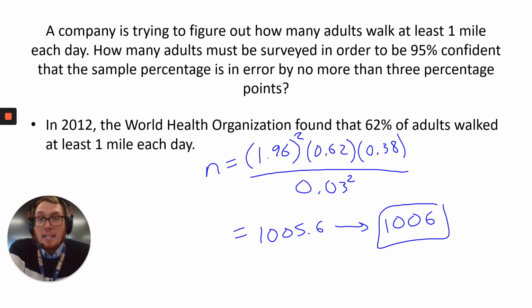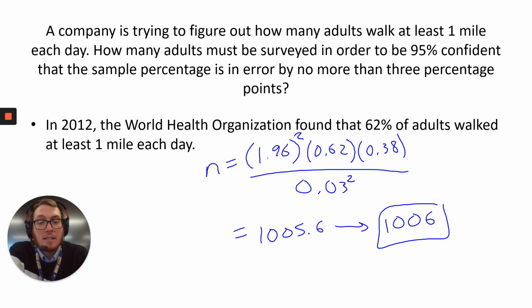Now, if you take that exact same information and say some reputable website or company or nonprofit, whatever it is, has some information already for you. So this says that the World Health Organization says 62% of people walked at least a mile a day. So now there's some prior knowledge that we have already. And so instead of 0.5 and 0.5, I'm going to use 0.62 and 0.38 because they add to 1. Notice everything else is the same. 1.96 squared, 0.03 squared for the margin of error squared. And notice this number goes down to 1006.